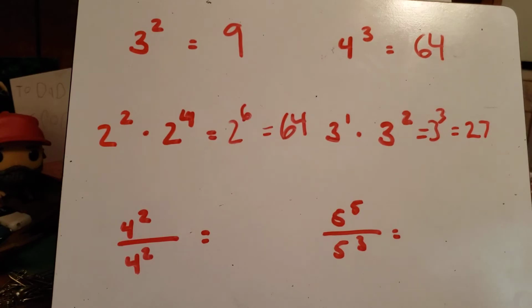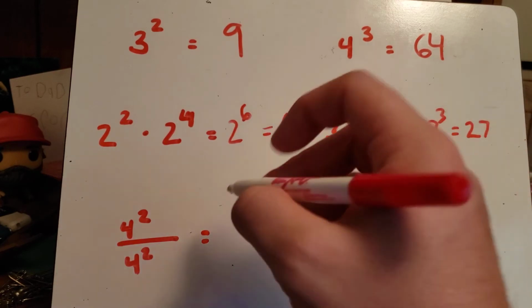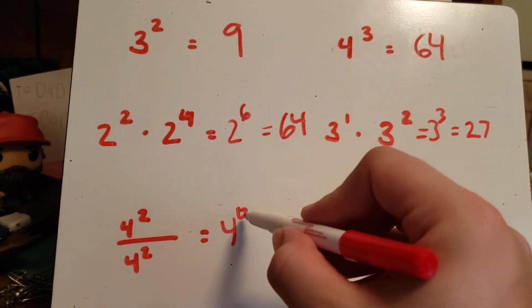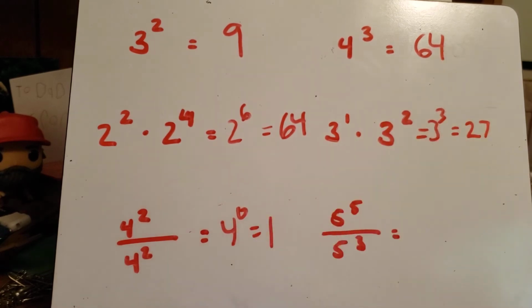In the bottom left-hand corner, we've got two numbers with the same exponents that are being divided. 4 squared divided by 4 squared. Well, if we subtract those exponents, we would get 0. 2 minus 2 is 0. And remember, anything raised to the 0th power is 1. So the answer to that one is 1.